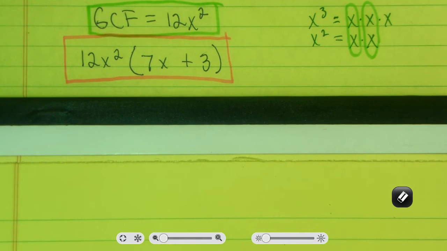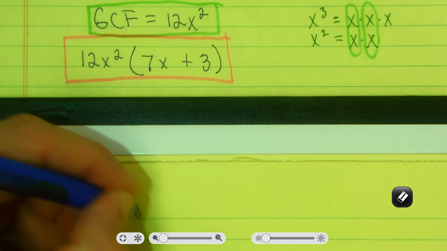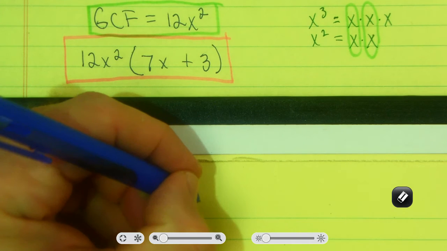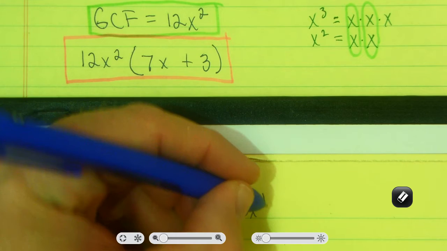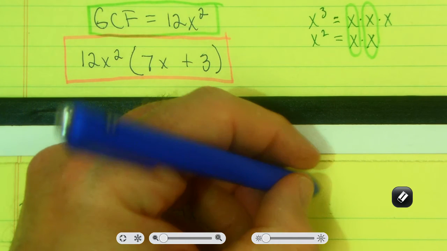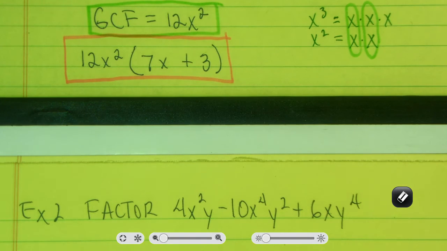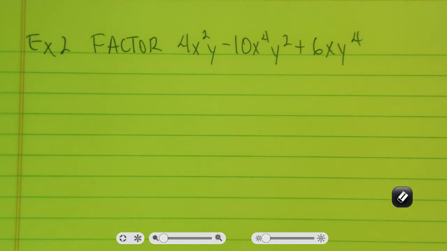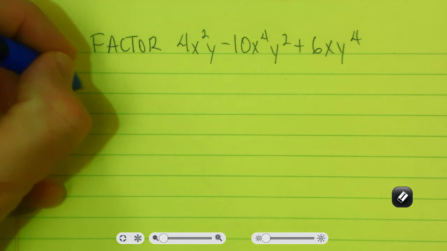So this example is this. We want to factor example 2. We'll up the difficulty a little bit. It's going to be 4x squared y minus 10x to the fourth y squared plus 6x y to the fourth. So step 1 is to find the GCF.